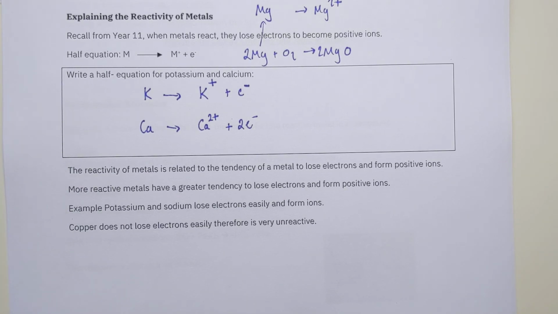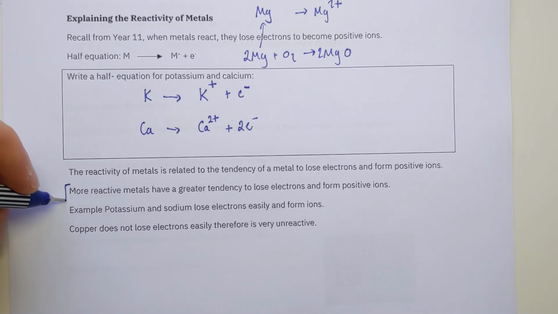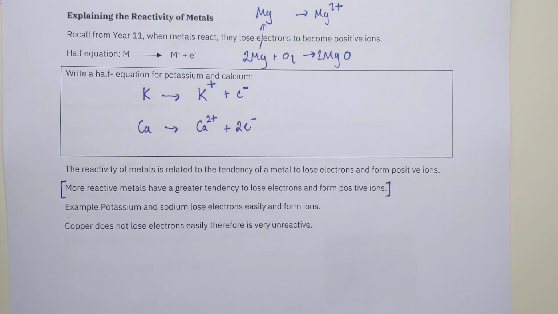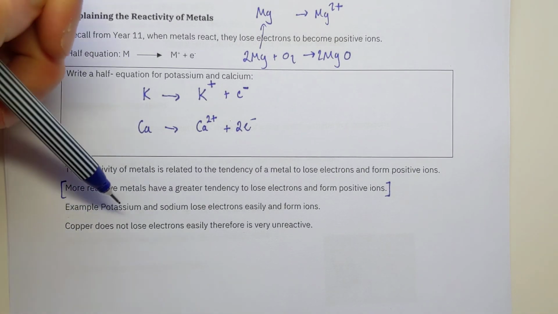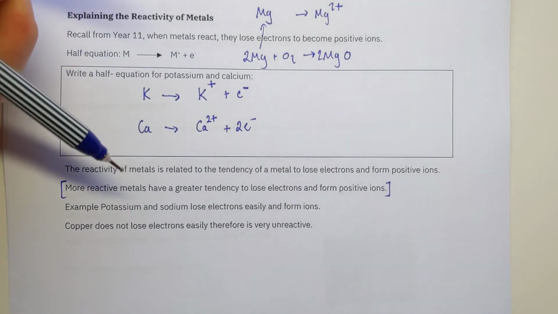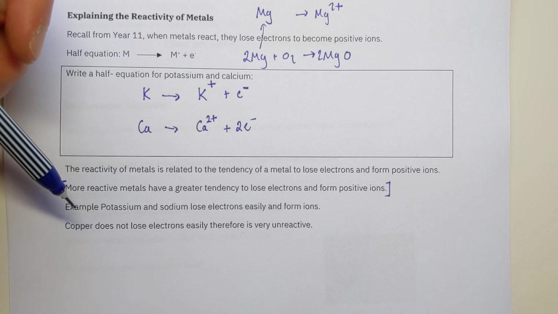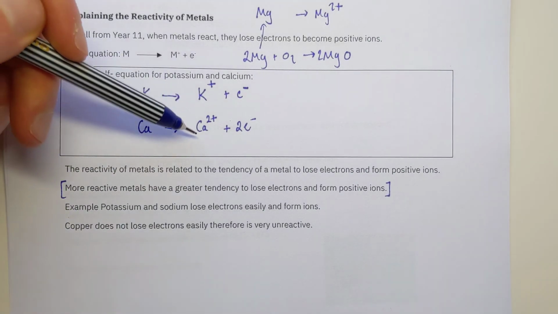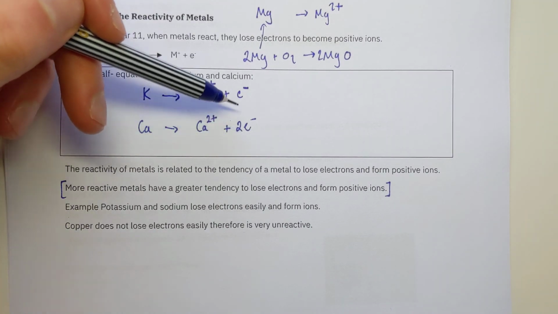The reactivity of metals is related to the tendency of a metal to lose electrons and form positive ions. In other words, and this is the key sentence maybe to highlight or write down, more reactive metals have a greater tendency to lose electrons and form positive ions. So for example, potassium, being a very reactive metal, really finds it easy to lose electrons. That makes it very reactive. Copper, however, wants to hold on to its electrons a wee bit more, therefore it's not as reactive.